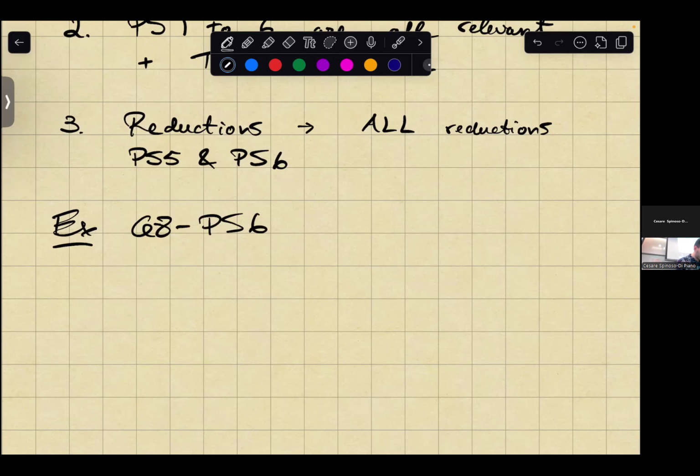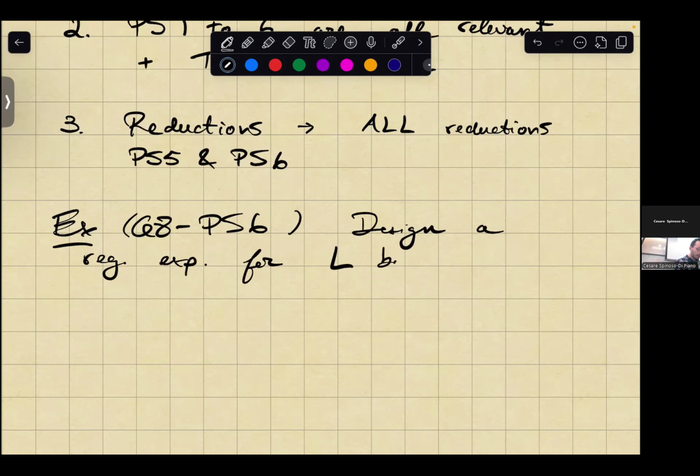So this first one will be to design a regular expression for the language L, but not by giving a regular expression directly, but instead by designing an FA and converting it to a regular expression.